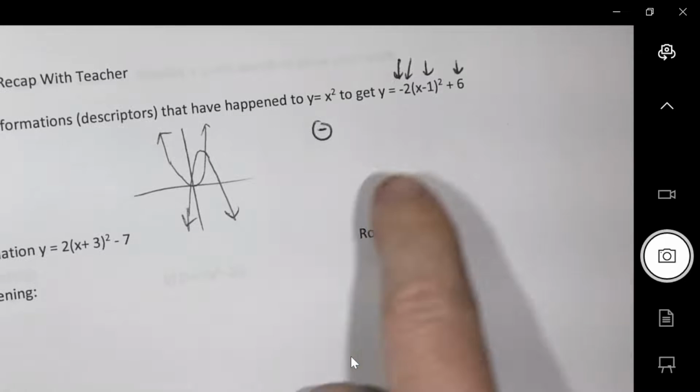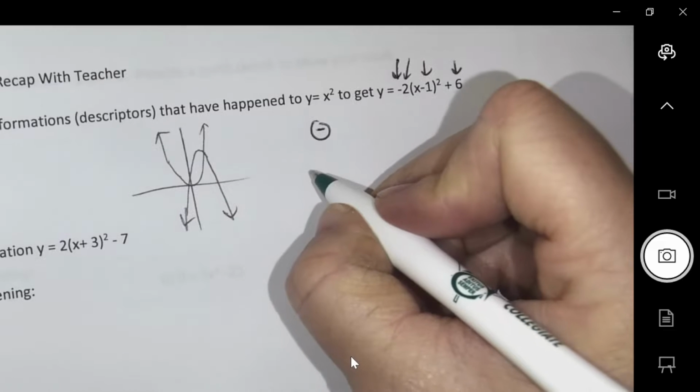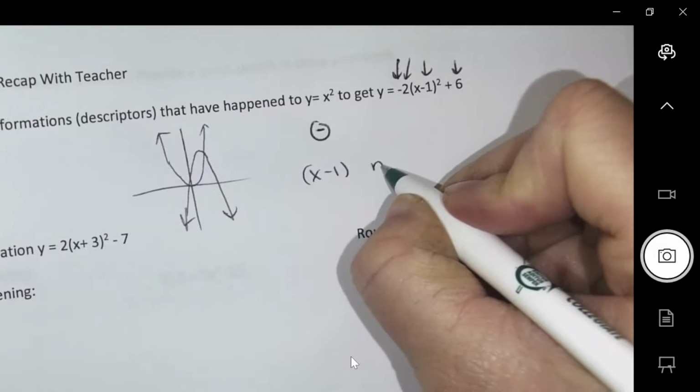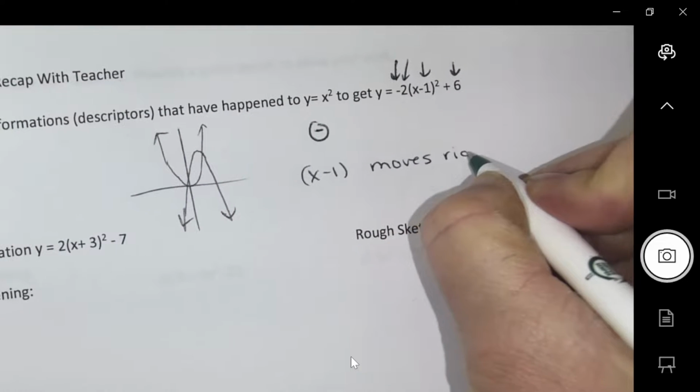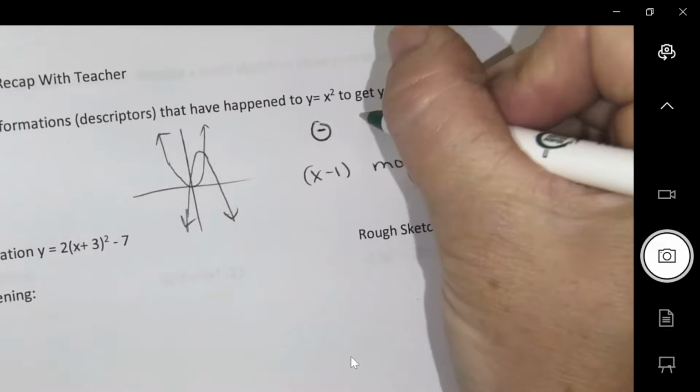It moves right, and that would be because of the subtract 1. So that moved it right, yep. What did the negative do to the shape though? It flipped it.